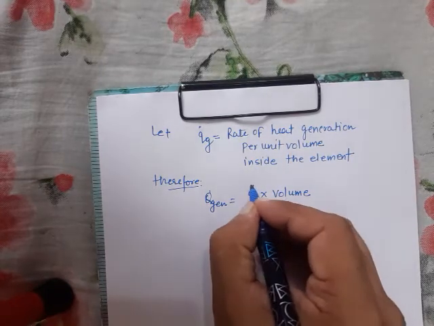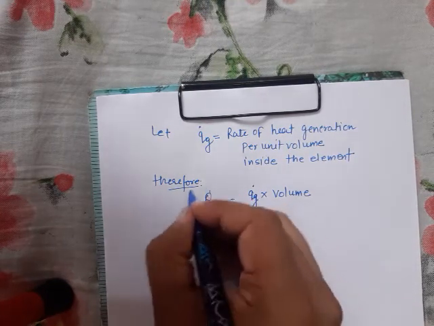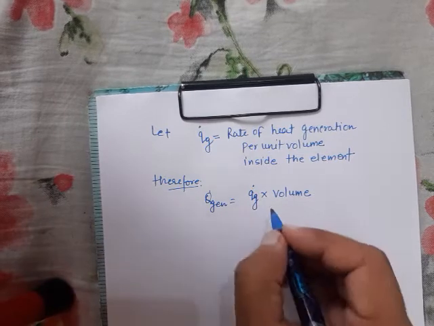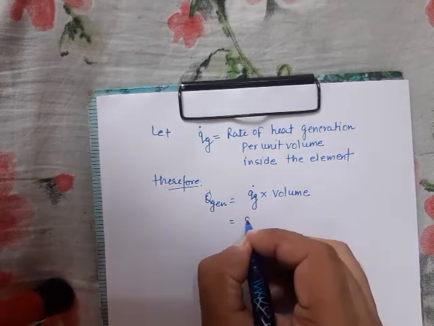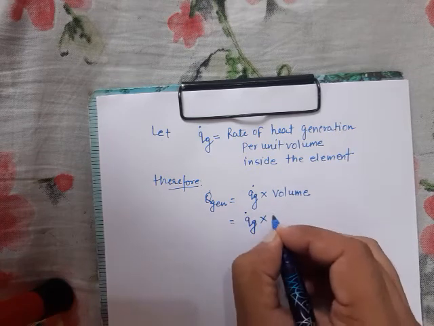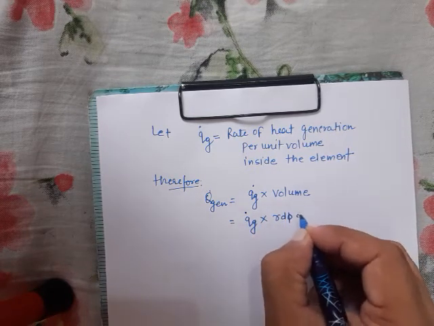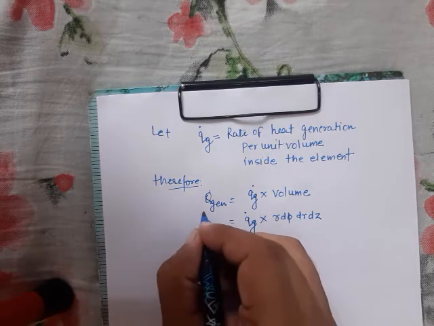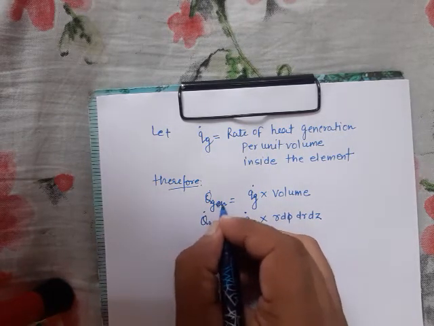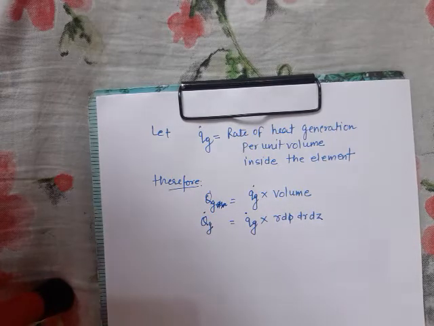Okay, this is the rate of heat generation per unit volume. Then what will be the rate of heat generation? Rate of heat generation would be rate of heat generation per unit volume multiplied by volume. So q dot g multiplied by volume, which is r d phi dr dz. This is q dot generation, whatever you want to write. We have written q dot g.